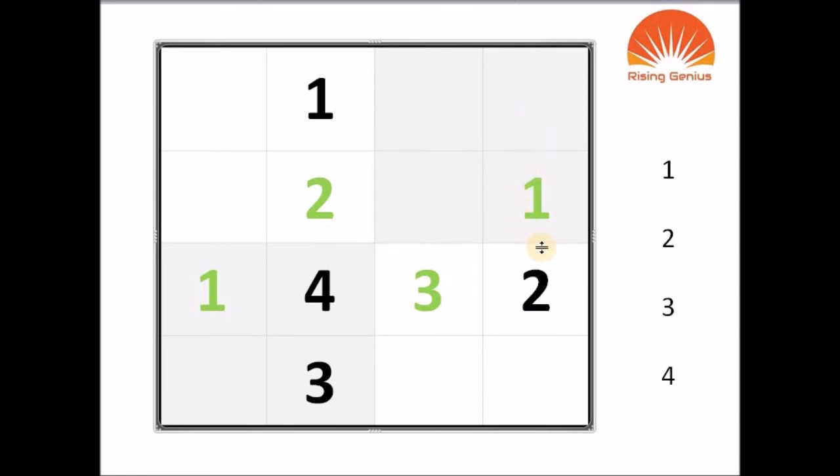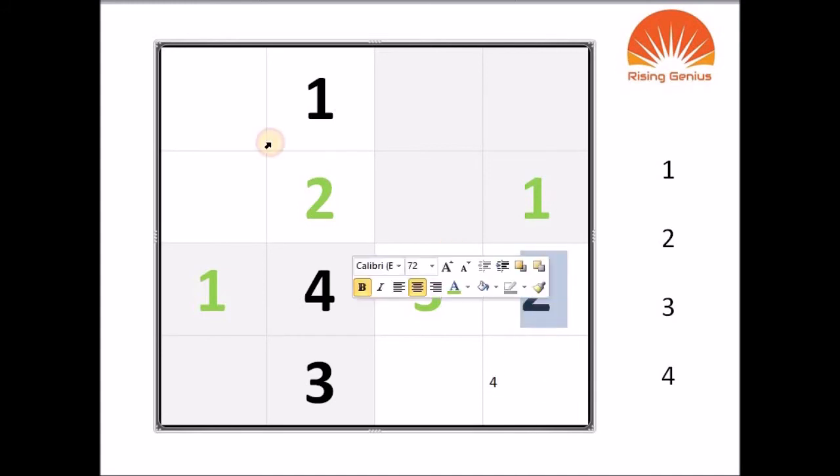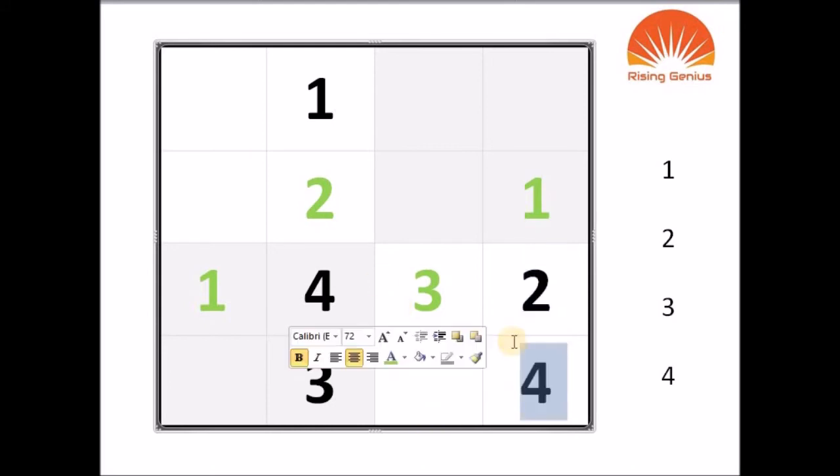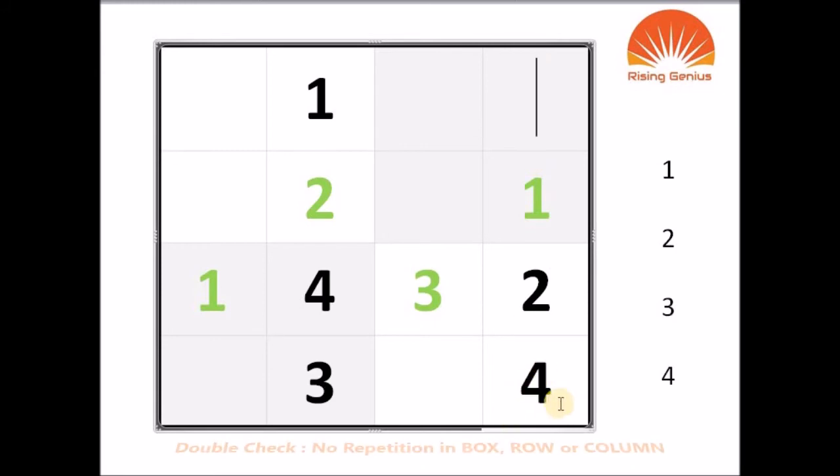So now what remains? 1, 2, you can't have 3 here, so you will have a 4 here. I'll just make this big. You will have a 4 here. And here what is remaining? 4, just check one time. 4 is not there in this big white box, and 4 is not there in the standing line or the sleeping line. So it is correct.